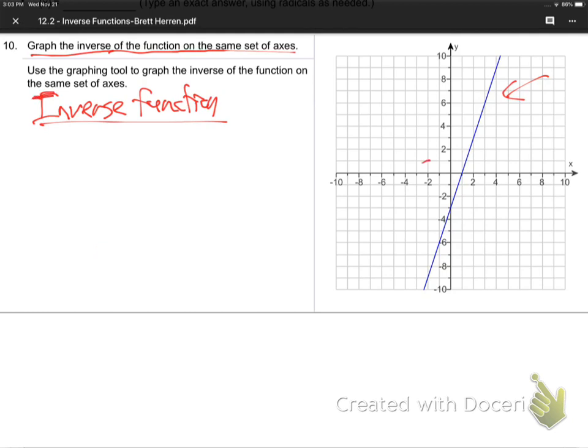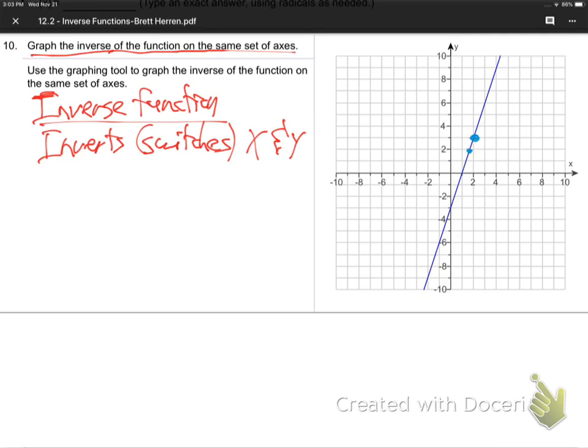Well, it inverts or switches x and y, x's and y's. Okay, great, but what are my x's and y's? Well, take a look. Look over here at this blue line and see if you can find any point where it hits right on an axis. Like, how about right there? See, it hits right on a grid.